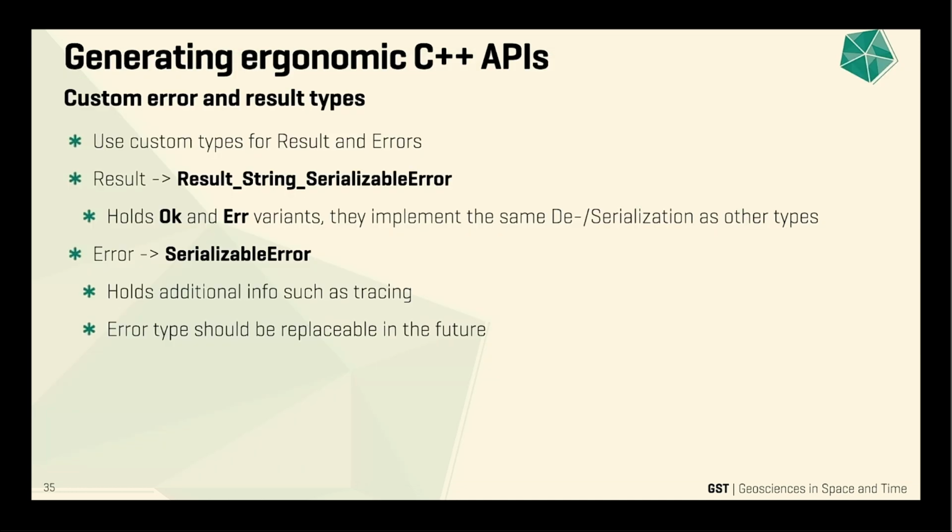So for the results and the errors, we have these custom types. So for result, it was this result string serializable error that you've seen. That's basically the explicit type if you have this result generic, and basically holds an okay and error variant. And it implements the same kind of deserialization as all the other types. And for error, we have this custom type serializable error, which for us holds additional information such as tracing or any other data that we could use. But ideally in the future, this should be replaceable by anything that you would need.